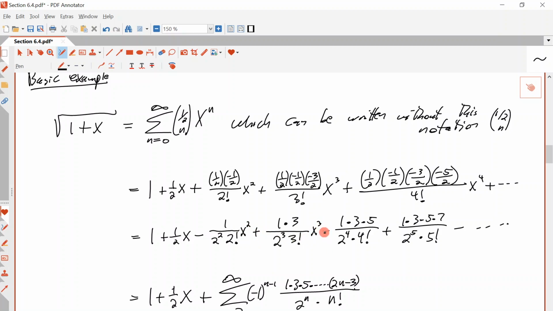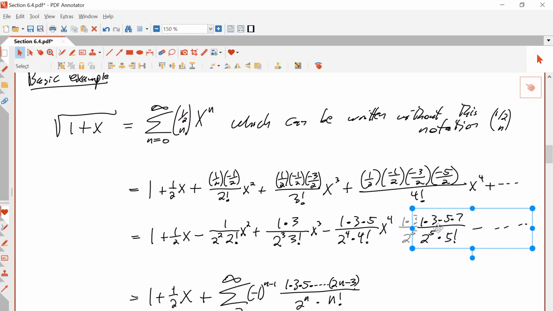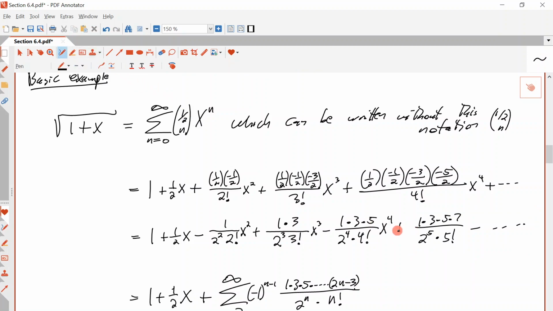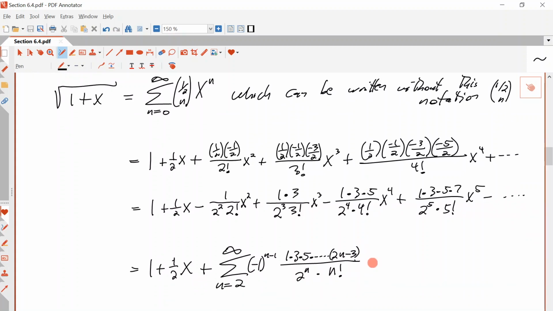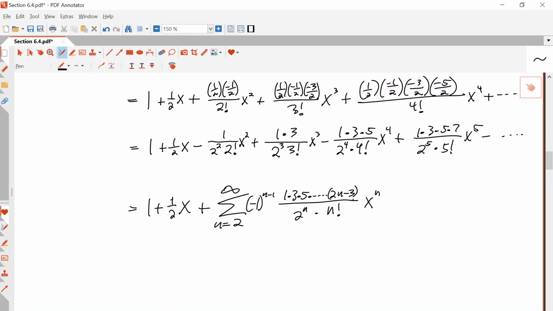x to the third minus this times x to the fourth plus this times x to the fifth minus, and so on and so forth, all to x to the n. Right, that's the expression. And notice it's an alternating series.